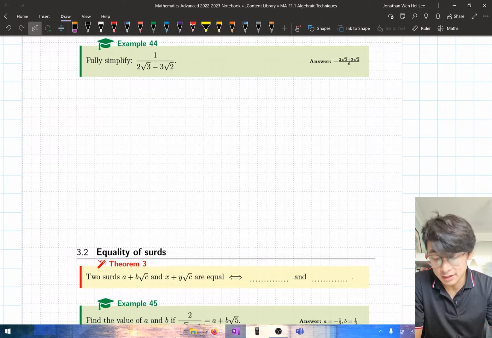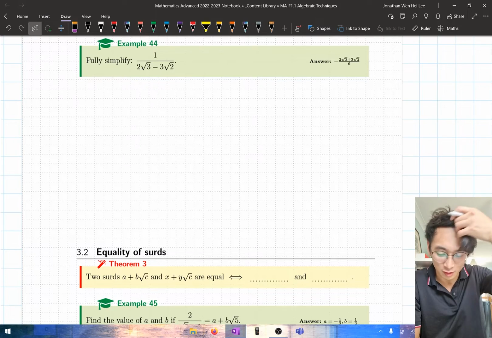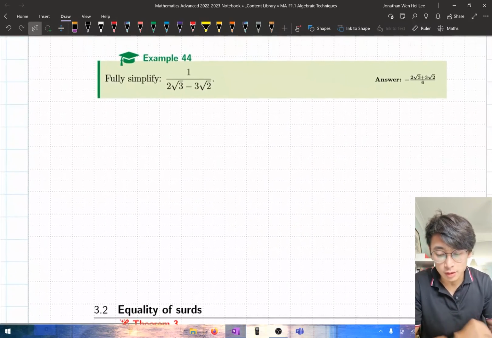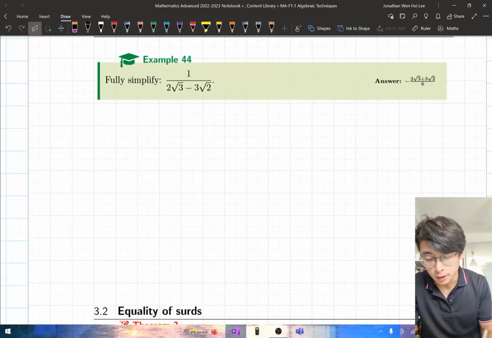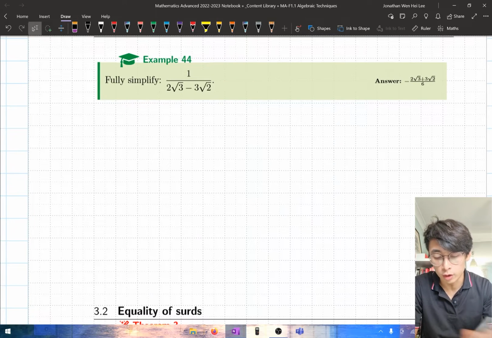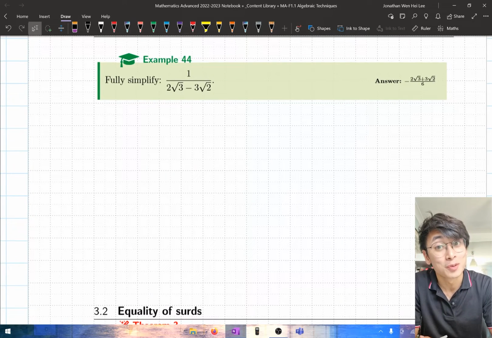But here we are with the example over the page, example 44. So here we want to simplify the following example. 1 over 2 square root 3 minus 3 root 2.